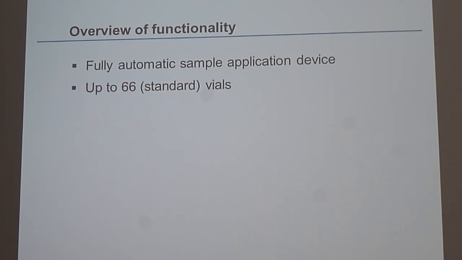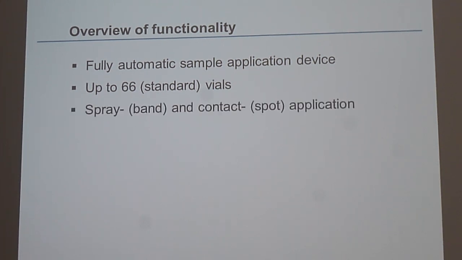Then we have here the rack with 66 standard vials, and we also have the possibility for spray and contact application. Spray means that we have, in the normal case, spraying a band, a small line. We have spraying a small line, but we also have the possibility to spray a dot. But this dot spraying is not as good as the contact application with the contact needle. That's a difference. Later we want to compare it.